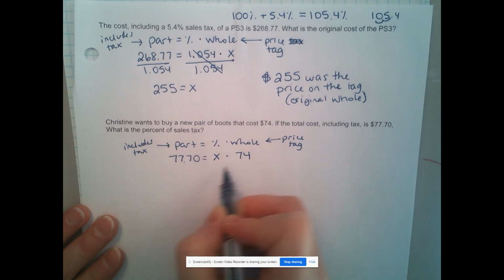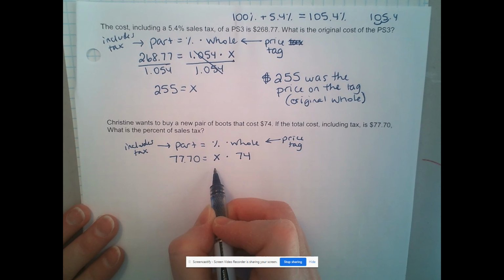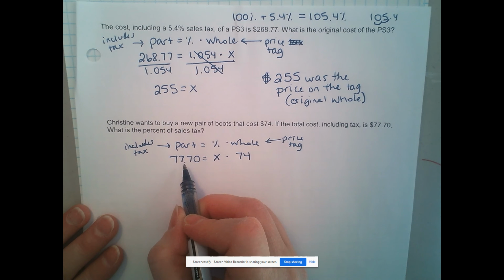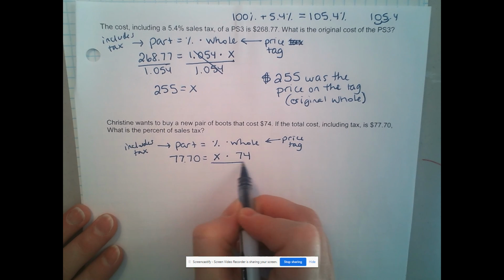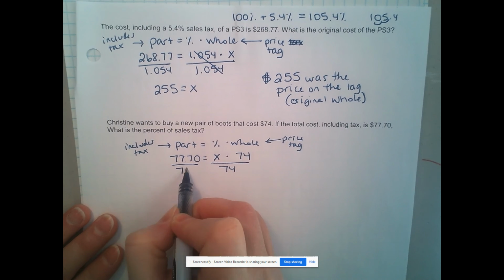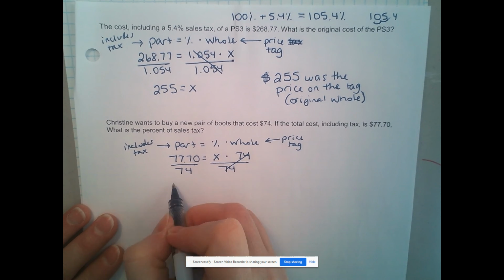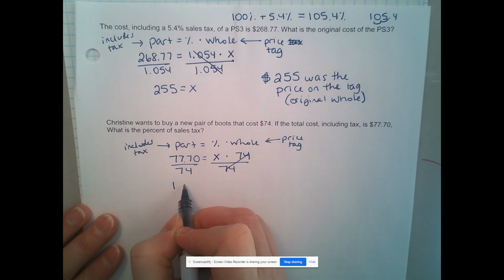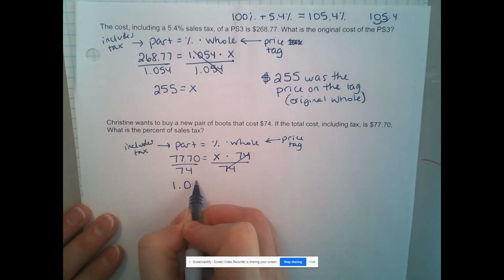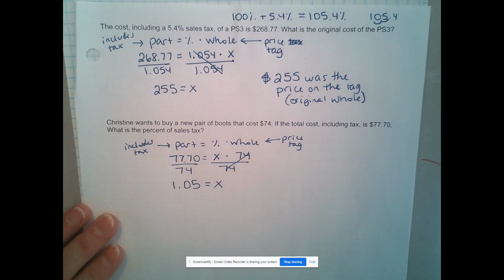And it makes sense, right? It's got to go up. $74 was the whole. We add in some extra percentage, and then we get the price, including the tax. On the right, I've got multiplication. I'm going to divide both sides by 74, and I'm going to get 0.05 equals X. Now, you all need to interpret that.